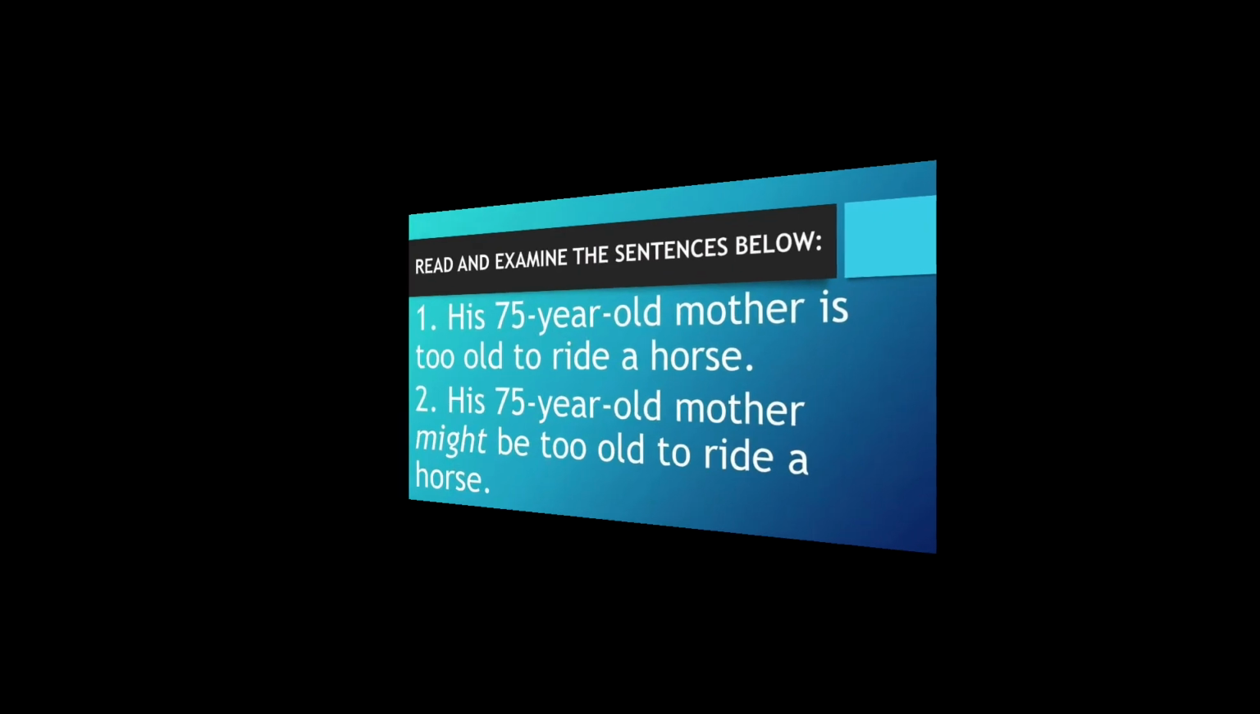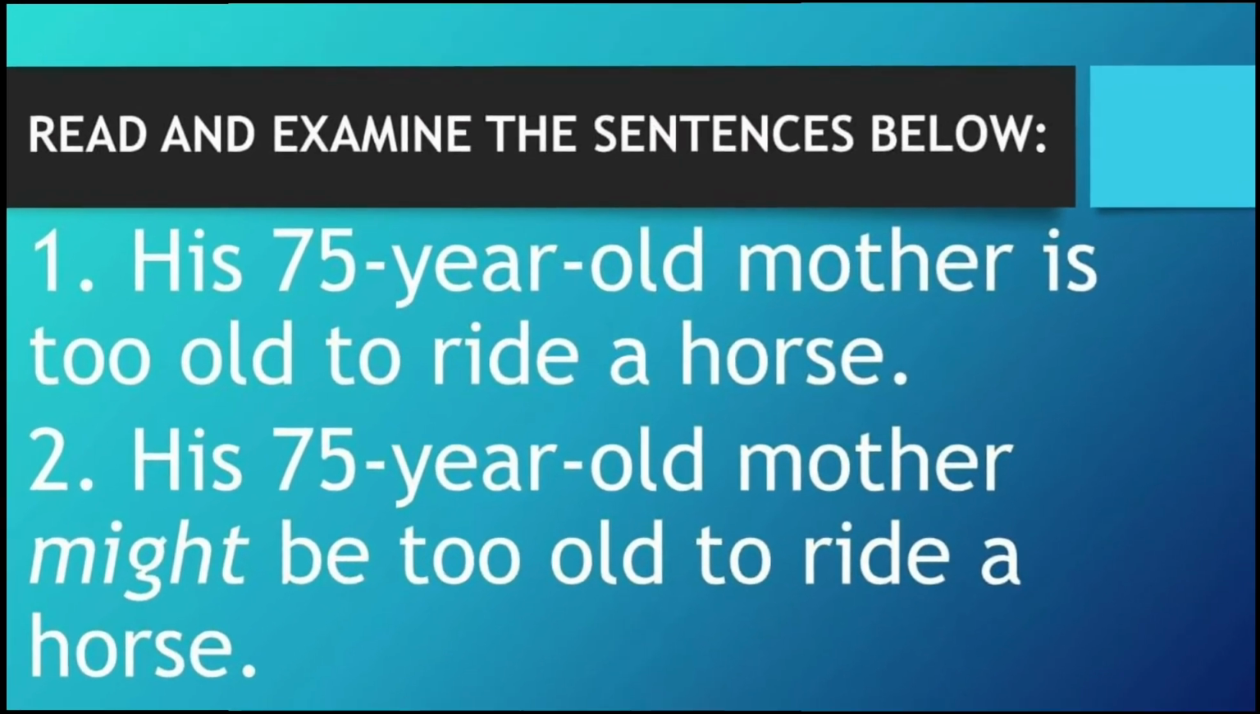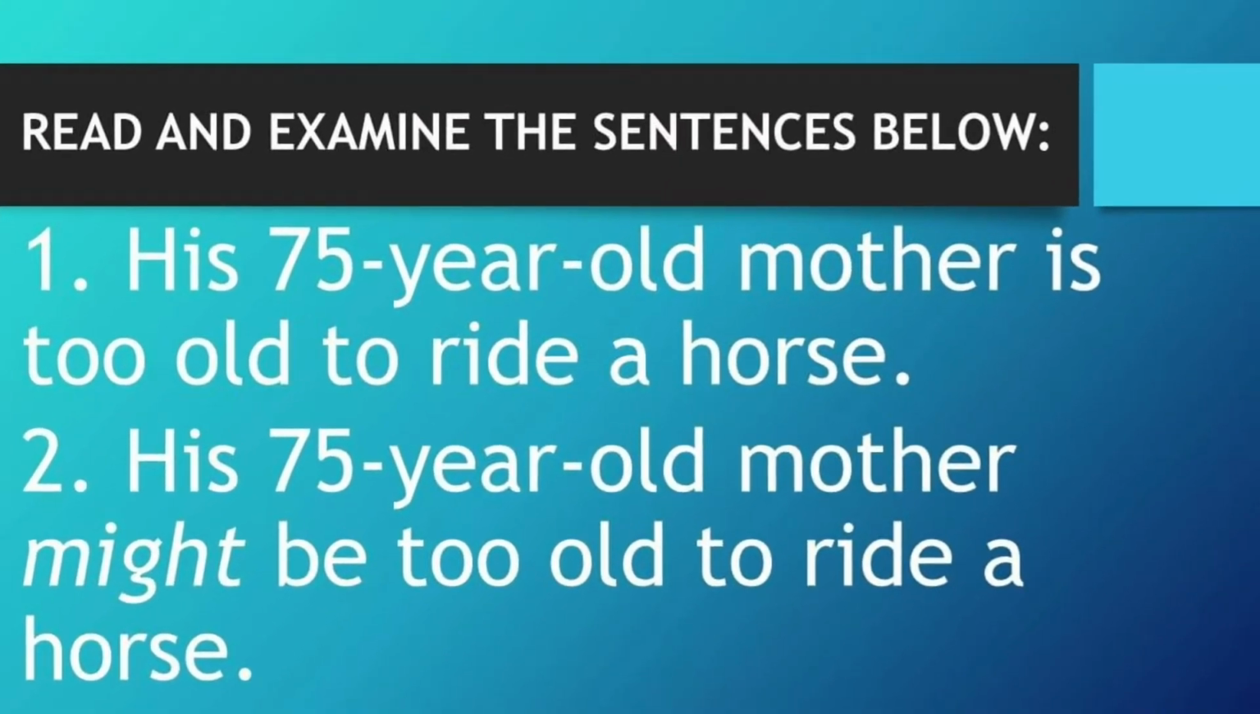Alright, so did the previous activity help you? This part of the module will deepen your learning about modal verbs and their functions. First, read and examine the sentences below. For number 1, his 75-year-old mother is too old to ride a horse. Number 2, his 75-year-old mother might be too old to ride a horse.